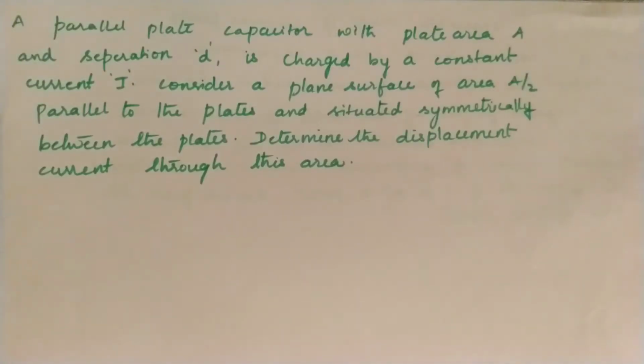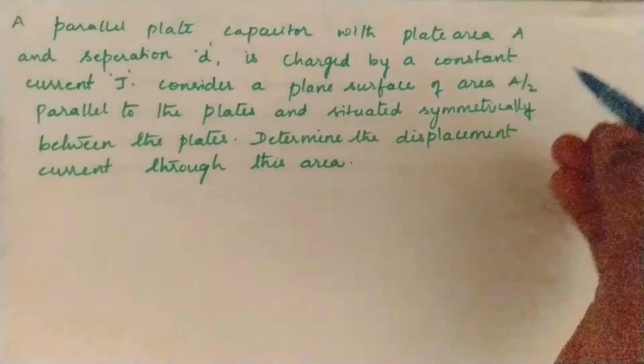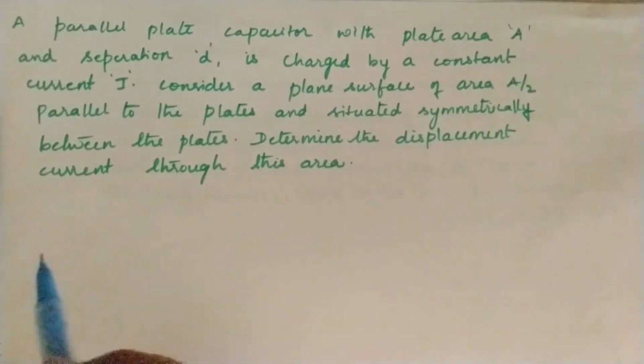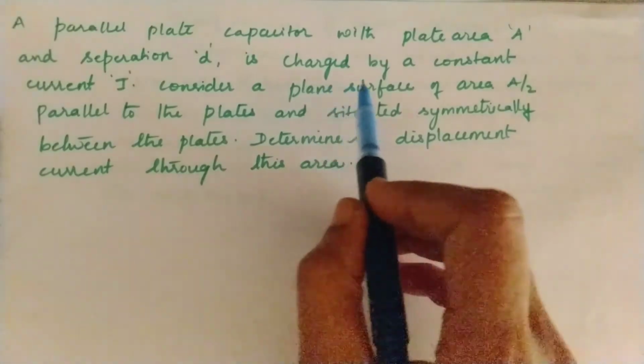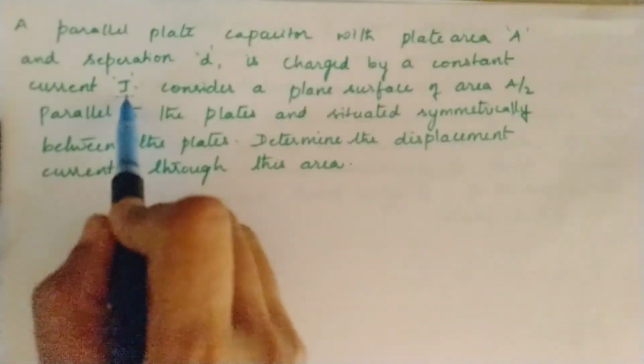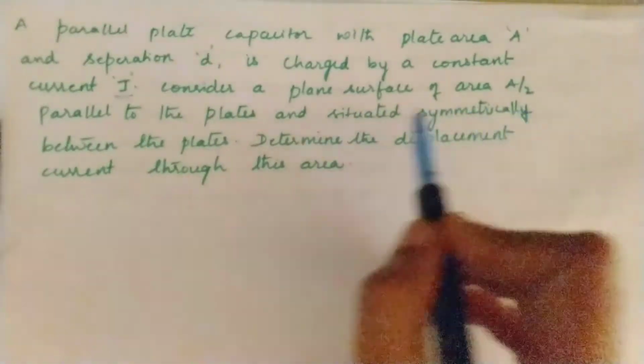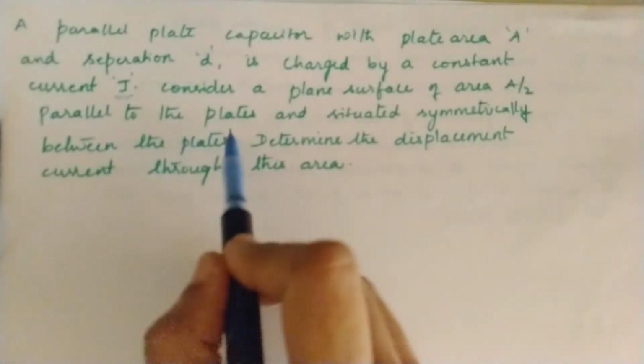Okay, look at this question. There is a parallel plate capacitor with plate area given as capital A, and then separation is small d. It is charged by a constant current I. Consider a plane surface whose area is A by 2 between the plates.